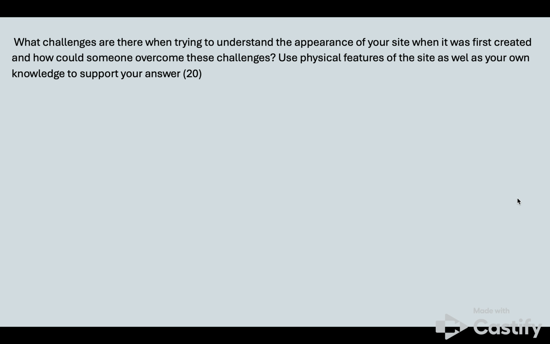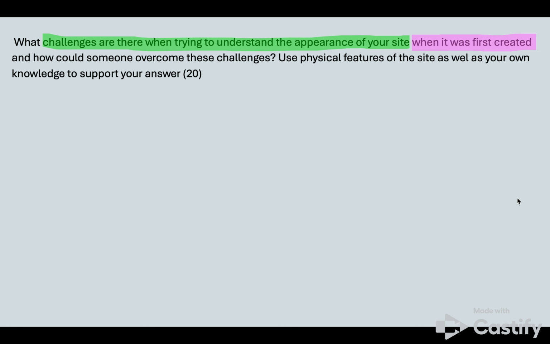So let's read through the question really carefully together. What challenges are there when trying to understand the appearance of your site? So let's just pause there. Okay, the challenges, what is difficult when trying to understand the appearance. So what is difficult about trying to imagine what it looked like when it was first created?